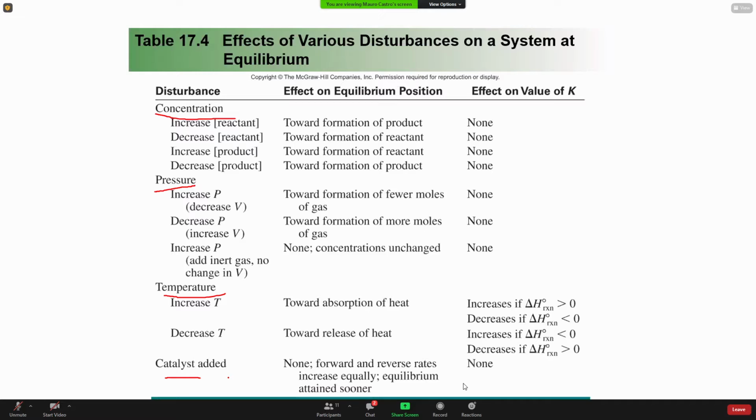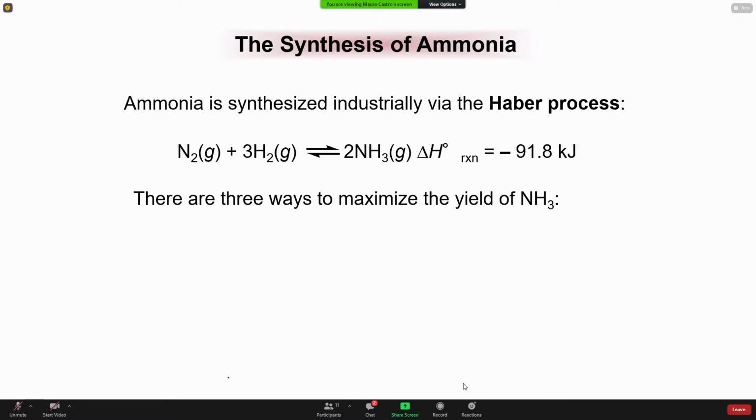Let's see if we can do this again. Go back and get some real world stuff again. Okay, here's a real world problem, very important problem, the synthesis of ammonia. Ammonia is used all over in industry, and it's via the Haber process.